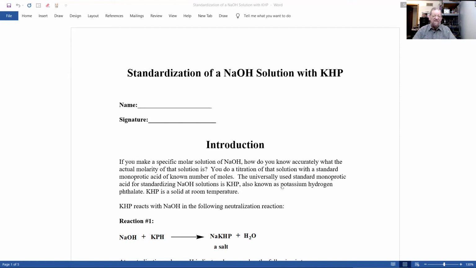Now, important thing I don't have here, but I should mention, KHP can absorb some water. And if you think you have 5 grams of KHP, but some of that is water, guess what? Your numbers are going to be all wrong. So what you always do with KHP before you're going to use it, you put it in the oven and heat it overnight, or at least a couple hours. Then you take it out and put it in what's called a desiccator.